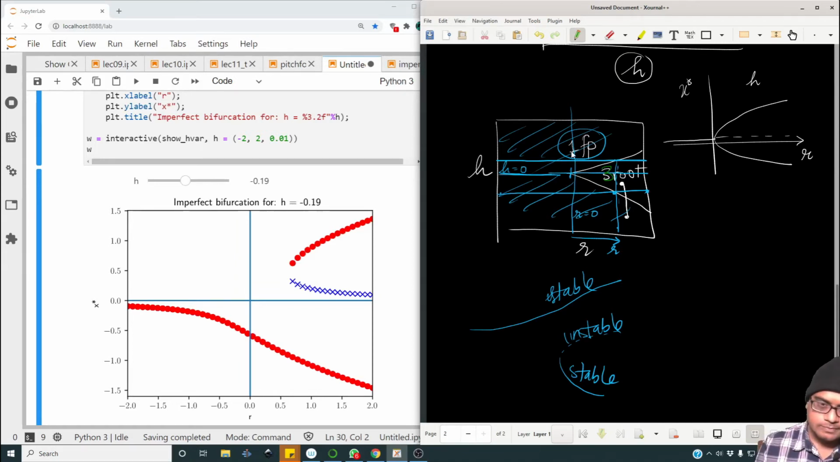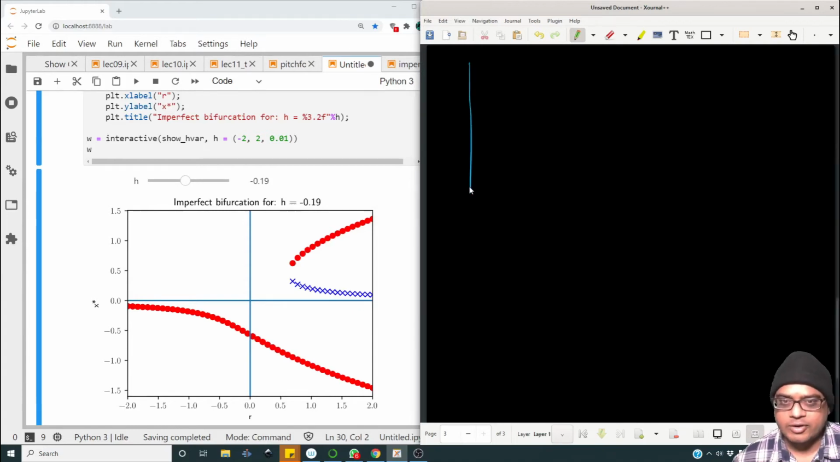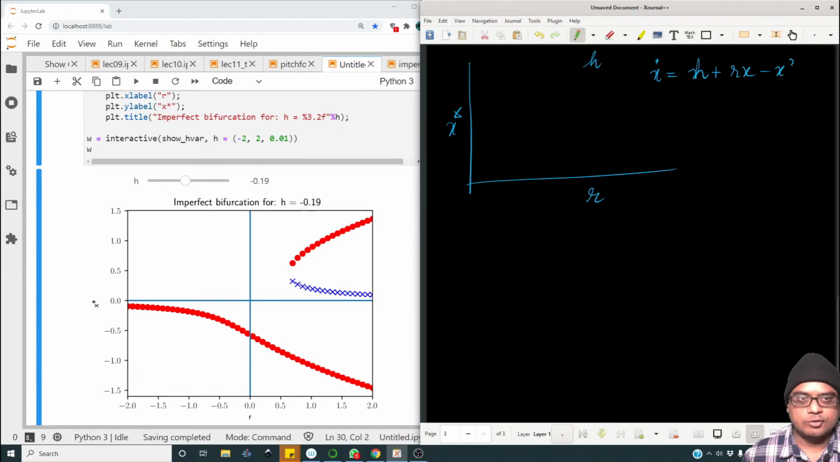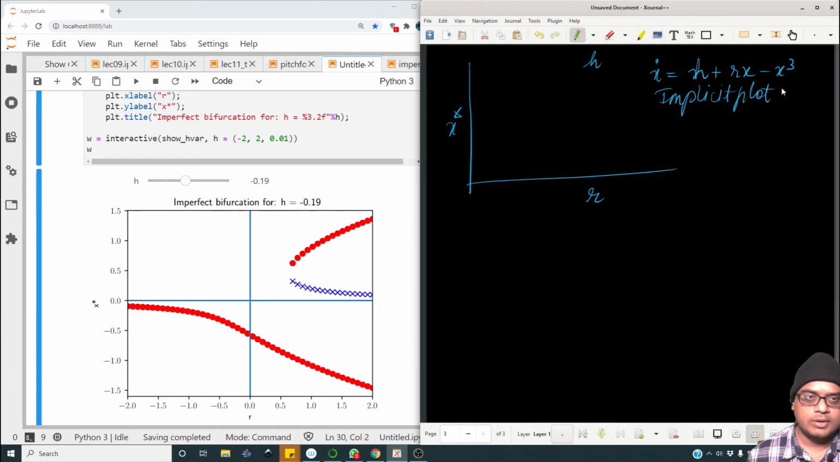In fact, we have plotted the stability of the points and all, but there is obviously a much easier way of plotting at least the fixed points. Okay, so what are we drawing actually? We are drawing the fixed points as a function of r for various values of h. And the equation that we're looking at is h plus rx minus x cube. And we have looked in one of the earliest lectures in which we were looking at geometric interpretations of this, and we had made something called an implicit plot. So we can find out the fixed points using a very simple implicit plot as well.